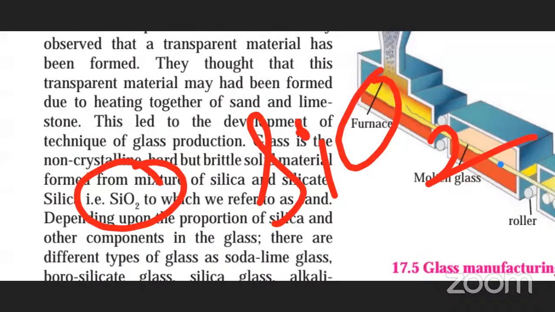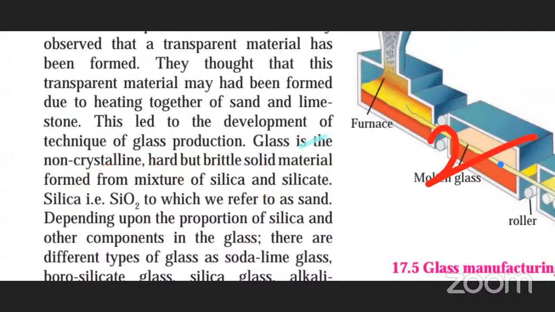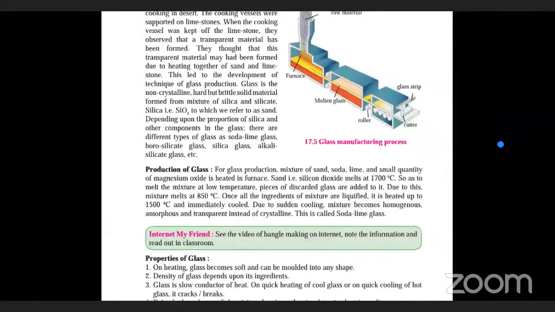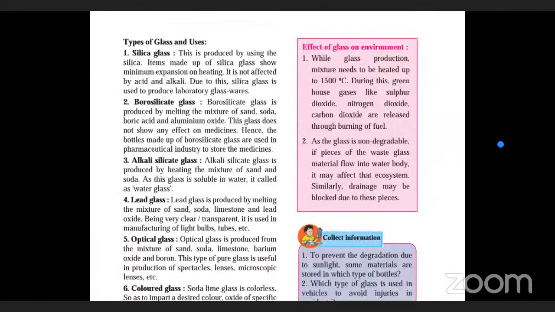Okay, so if any question comes like glass is made up of what, you have to write: glass is made up of silica. Also, some other materials are added along with the silica depending upon what type of glass we have or what type of glass we need. When we study the types of glass, in that topic we are going to study what other things are added along with silica.